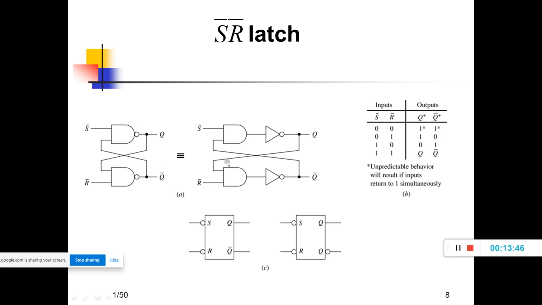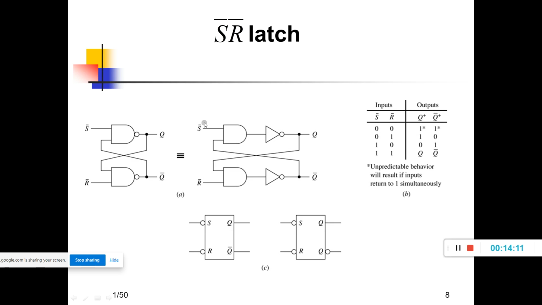Next, the second logic diagram of the S bar R bar latch is shown here. Okay, so this is a basic bistable element because it is having two stable states. You can also write this NAND gate as AND followed by NOT, isn't it? AND followed by NOT, and these are the symbols of this.